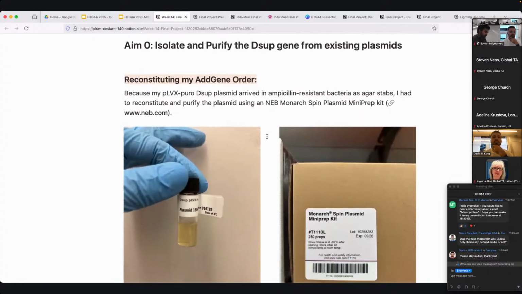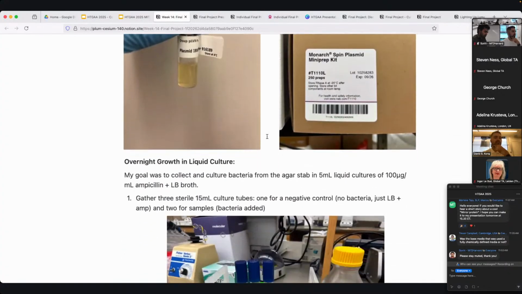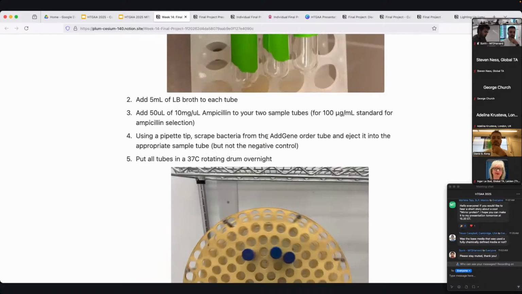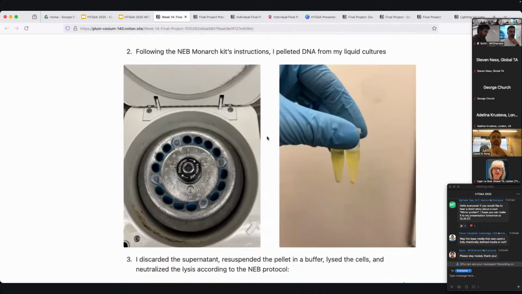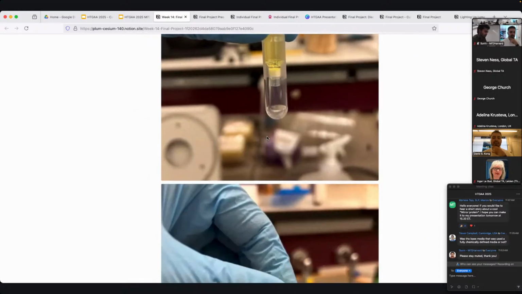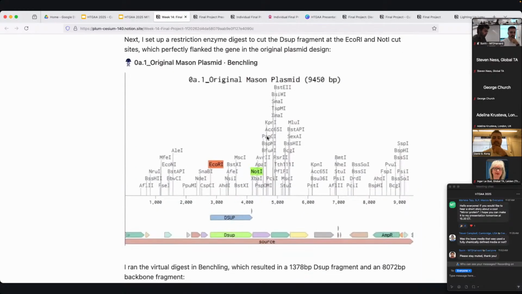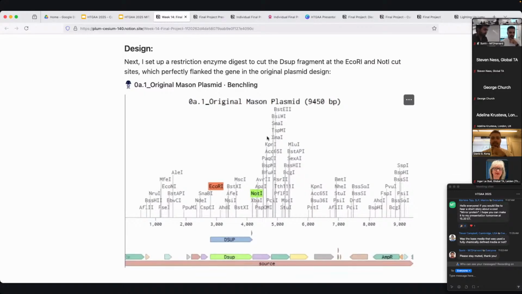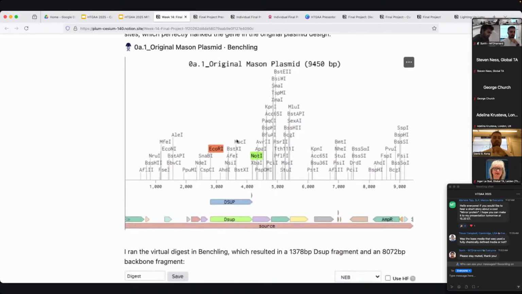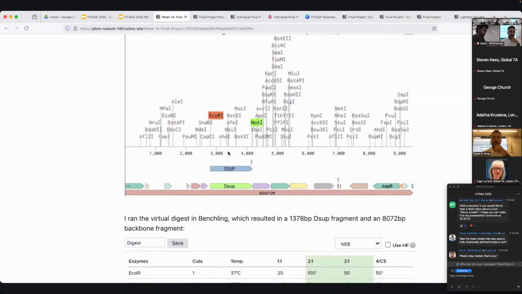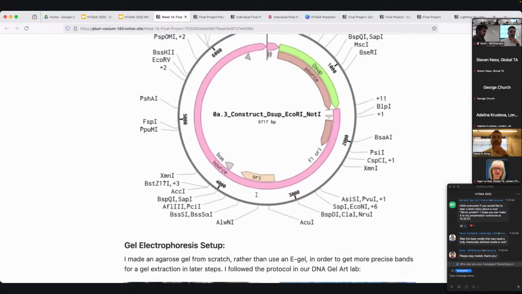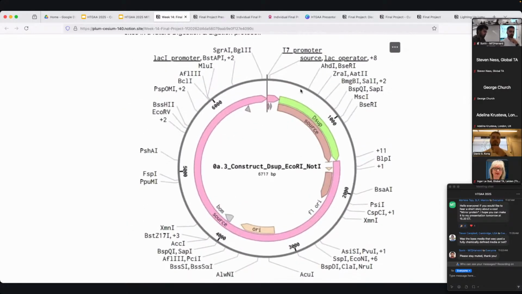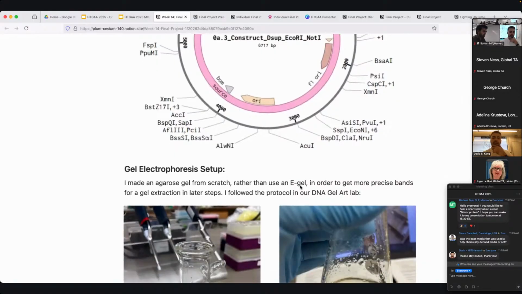So that's the experimental work I actually got to. I took my plasmid from Addgene, turned it into a liquid culture, purified it using a miniprep kit, and then I did a restriction enzyme digestion. What I did was I cut at EcoRI and NotI, which were conveniently flanking the DSUP gene in the Chris Mason plasmid. And then I generated a construct for how I would put that into the pET28a backbone.